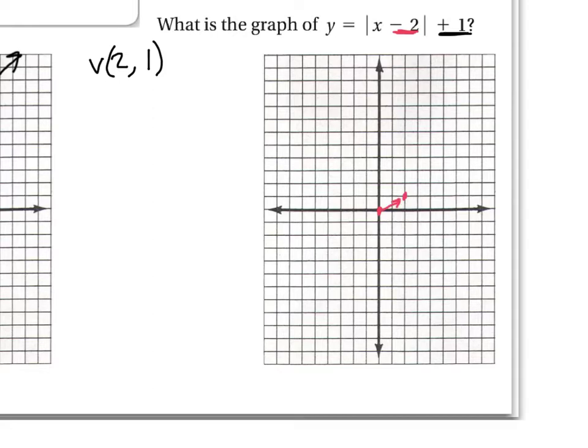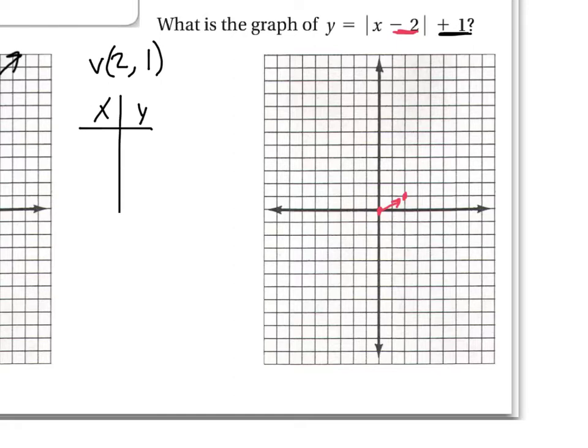Okay, so we just move our vertex to the coordinate (2, 1). Questions on finding that part? Because that's important regardless of what shortcut you use. All right, so we have our vertex. Well, now we need to plot points.